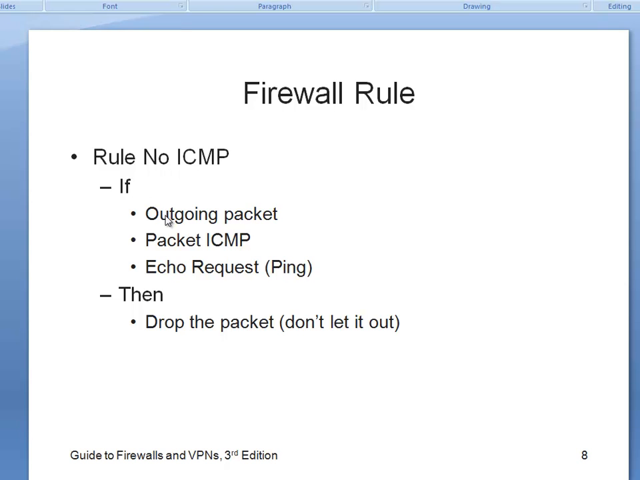So if it's an outgoing packet, if the packet is ICMP, which is used for a number of different network issues, but the one that we typically think of is ping, but ICMP is used for other reasons as well. In particular, there's something called an echo request, which goes over port 0, and that's called a ping. So if these three conditions match this rule, then it says drop the packet, don't let it out. And that's a very simple way to create a firewall rule. Let's look at another one.